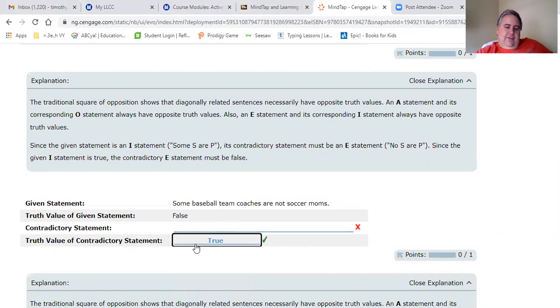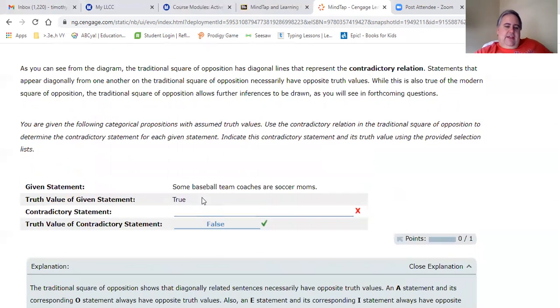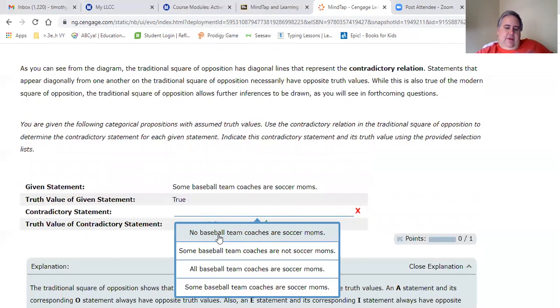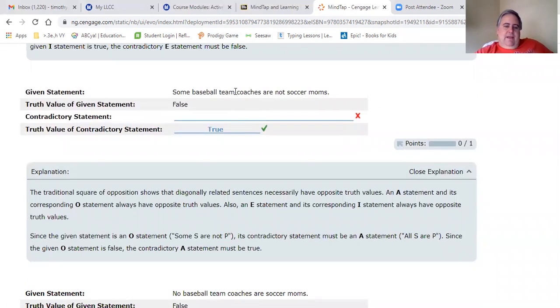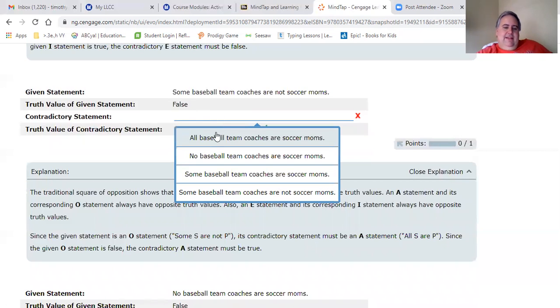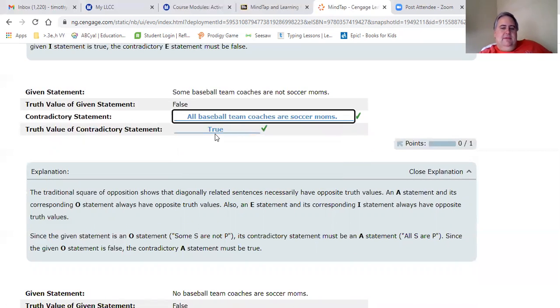So whatever it's saying in this one, if it says false, it means true. Why? Because we're looking at the contradictory, and we're just looking at what's on the opposite side. So this is an I statement, and we go from I up to E. An E statement would read, no baseball coaches are soccer moms. And in this case, some baseball coaches are not soccer moms. That's an O statement. So we go up to an A because it goes across. It's false, so it's going to make that true. And the A statement is all baseball coaches are soccer moms.